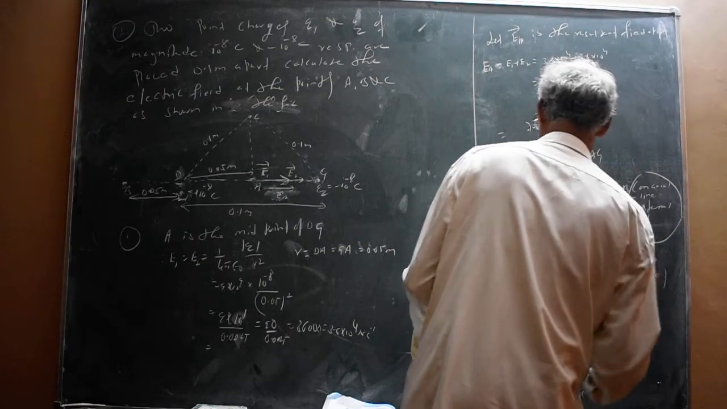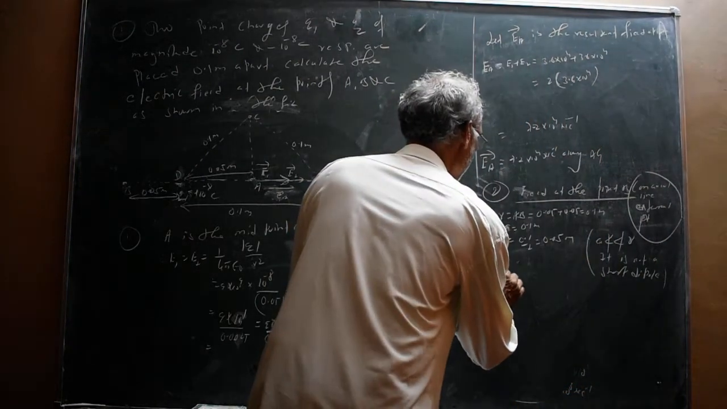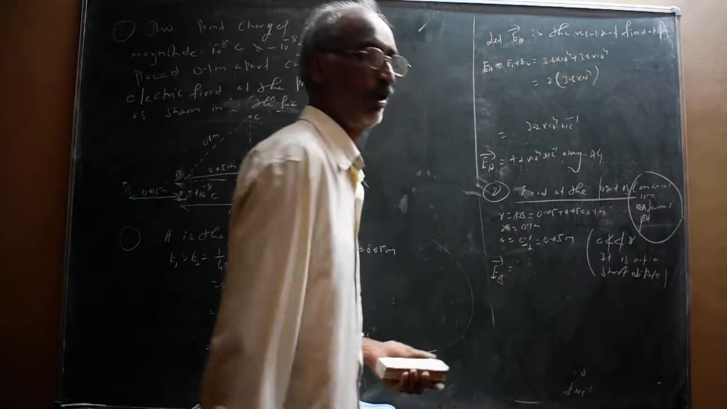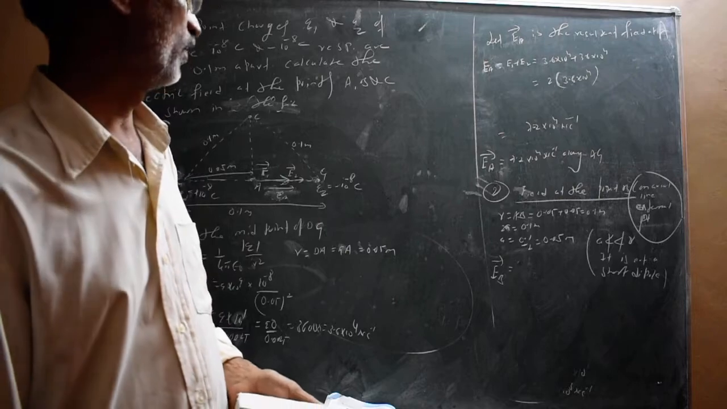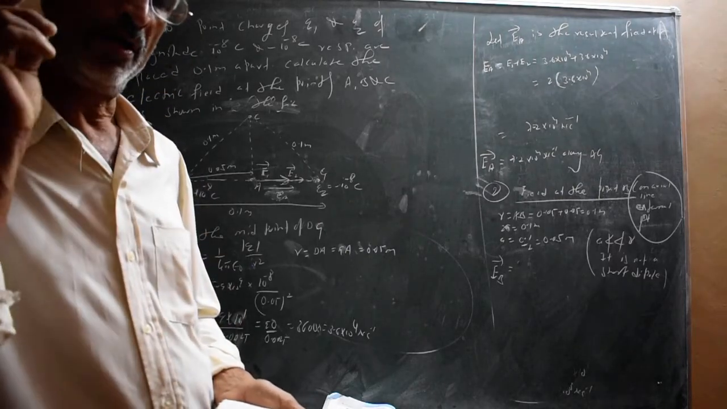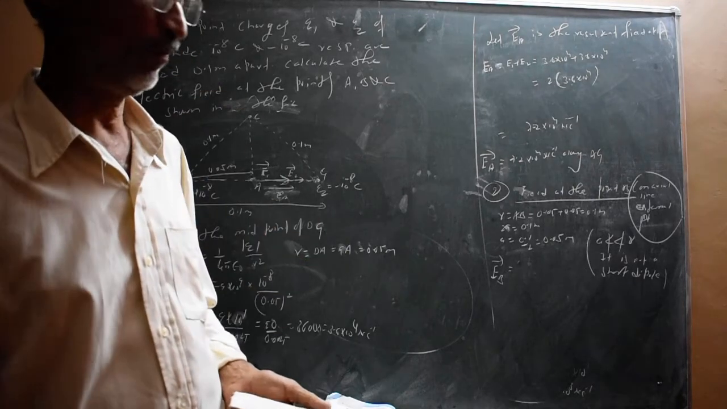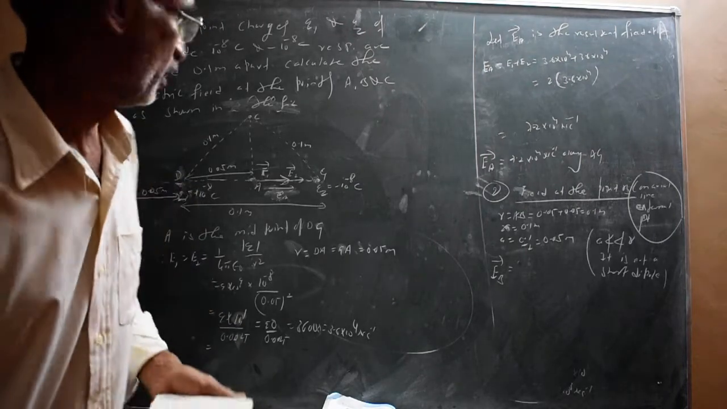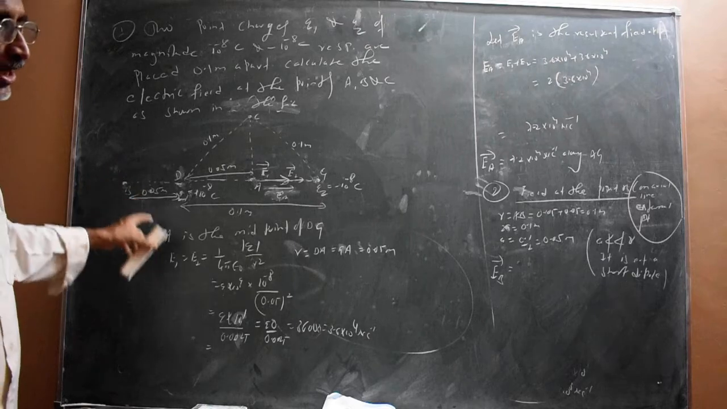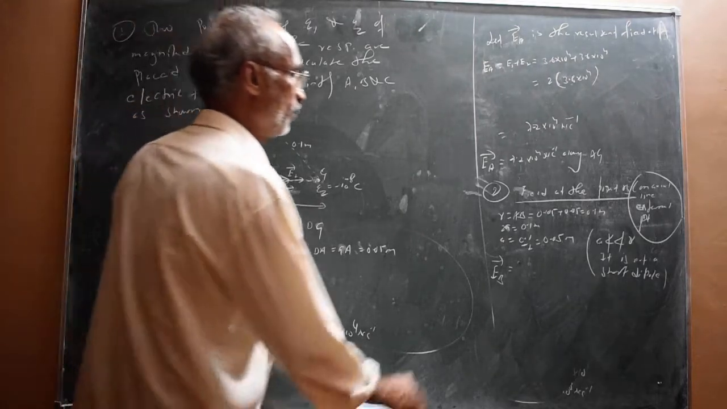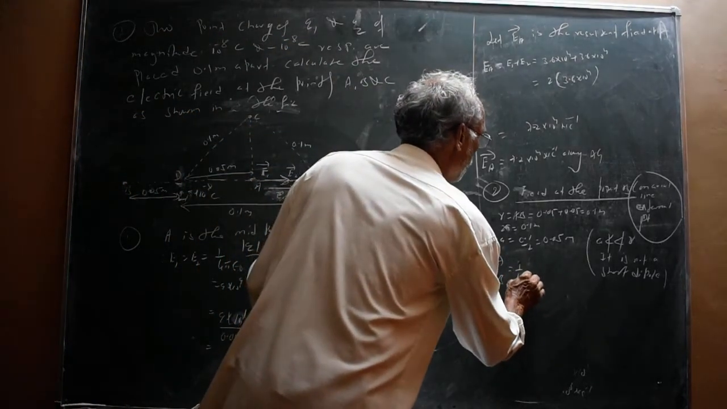Now, E B bar at once we can work out by using the dipole formula, the axial field formula, the field at a point on the axial line. But the point should be an external point on the axial line. That formula is E B equals directly 1 upon 4 pi epsilon naught.